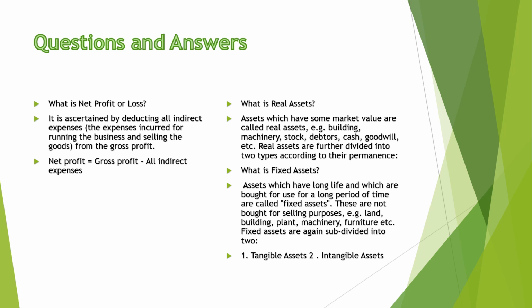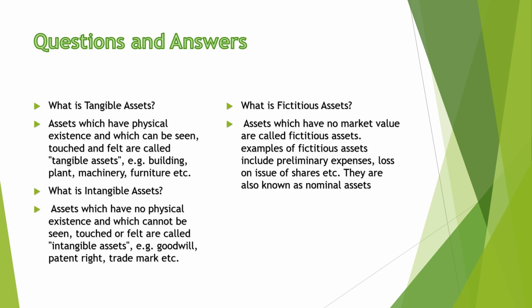This may be divided into two parts: permanent fixed assets or tangible fixed assets, and intangible fixed assets. What are tangible fixed assets? Those which can be touched and seen, which have physical shape, like plant, machinery, furniture, fixtures. Intangible assets cannot be seen or touched, only felt, like goodwill, patent rights, trademarks, etc. What are fictitious assets? Very important. Having no market value, they are called fictitious assets, like preliminary expenses, loss on issue of shares, etc.